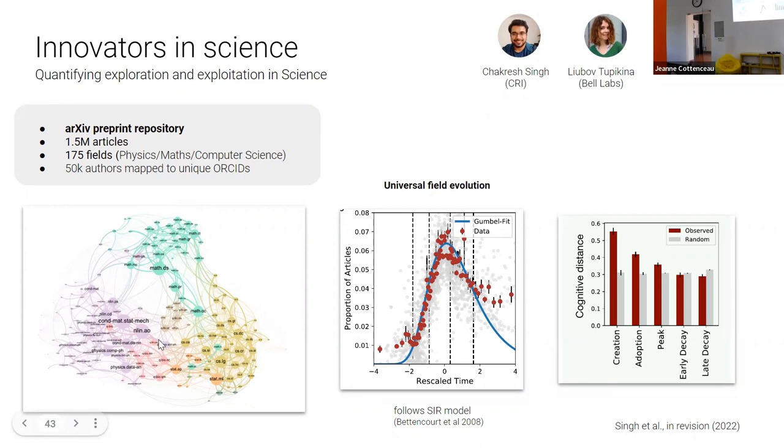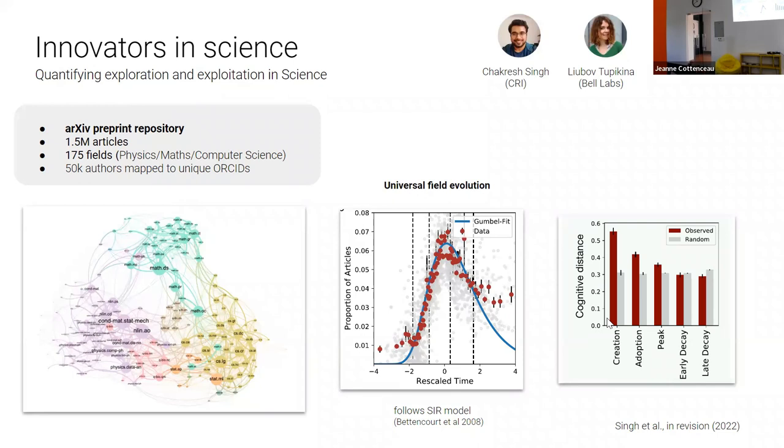What we found is that all fields actually follow a rise and fall, a birth and death of the field, and we found a way to renormalize based on a right-skewed distribution called the Gumbel distribution. It's like an aging type of distribution. That allowed us, for each of these fields, to see who are the early adopters, the innovators, who are the ones that come after at the peak, and who are the ones that are very late, just here to implement, exploit the results and do more precise work.